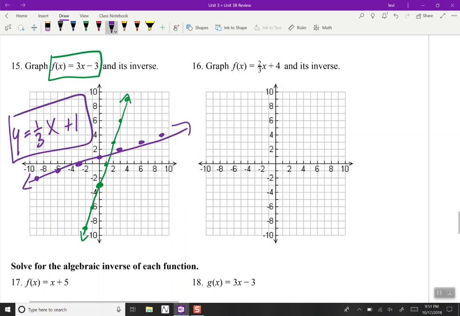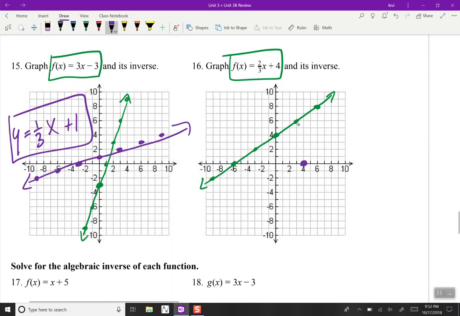Same thing here. Our equation has a y-intercept of 4, and then we're going to move up 2, right 3. Down 2, left 3. Down 2, left 3. And now let's do our inverse points. Right? This point here is 0, 4, so its inverse would be 4, 0.